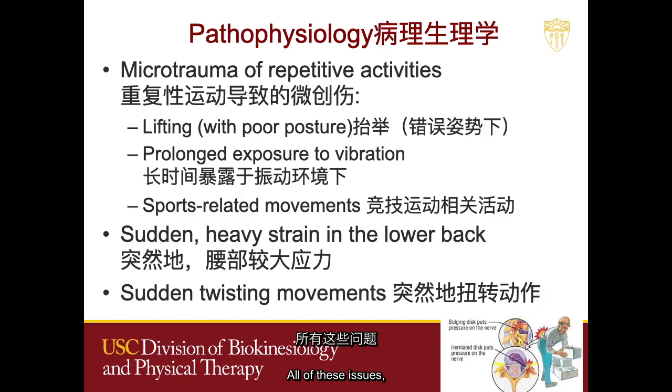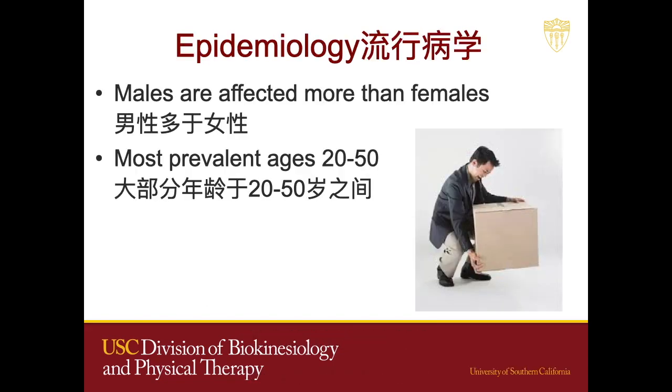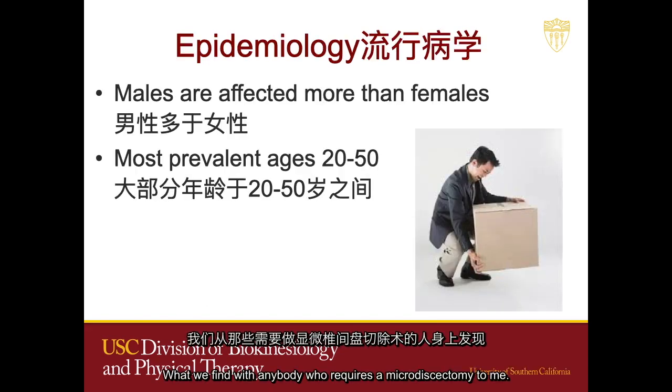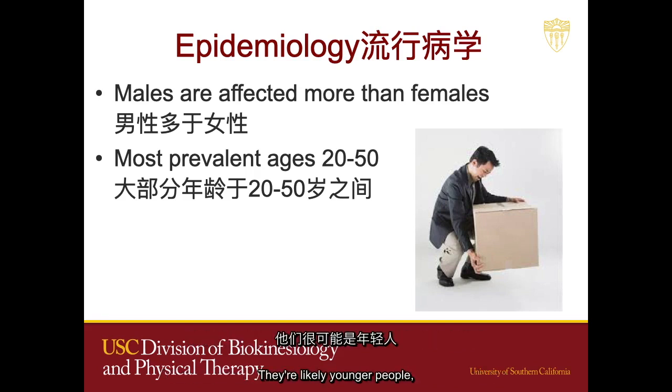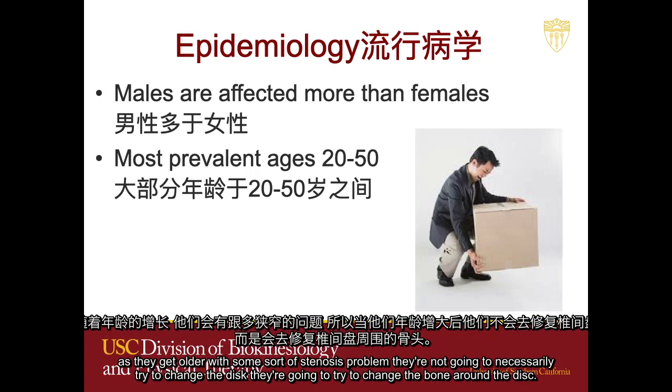All of these issues, either stenosis or a disc herniation, can come from things like lifting, vibration, we already said, some sort of strain, some sort of twisting. What we find with anybody who requires a microdiscectomy, they're likely younger people because, again, as they get older with some sort of stenosis problem, they're not going to necessarily try to change the disc. They're going to try to change the bone around the disc.